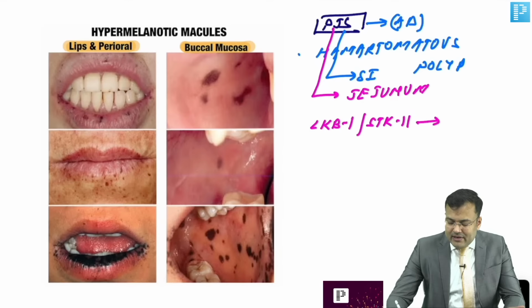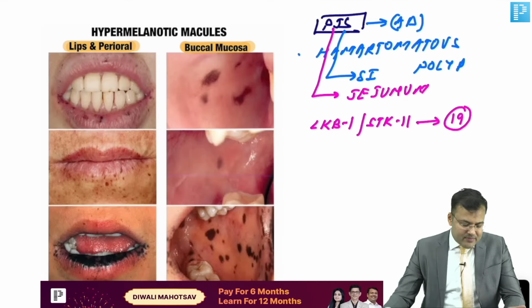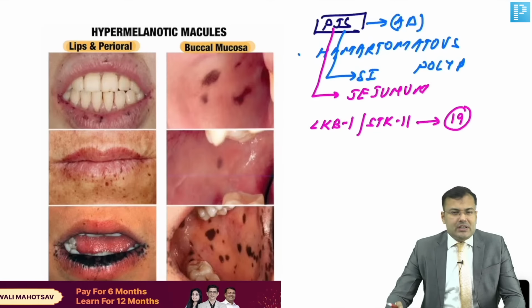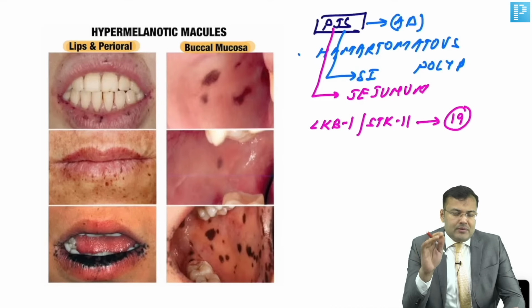LKB1 or STK11 is located on chromosome number 19. Easy. In this case, hamartomatous polyps are there. This question is asked in pathology. What are the special features of hamartomatous polyps in Peutz-Jeghers syndrome?